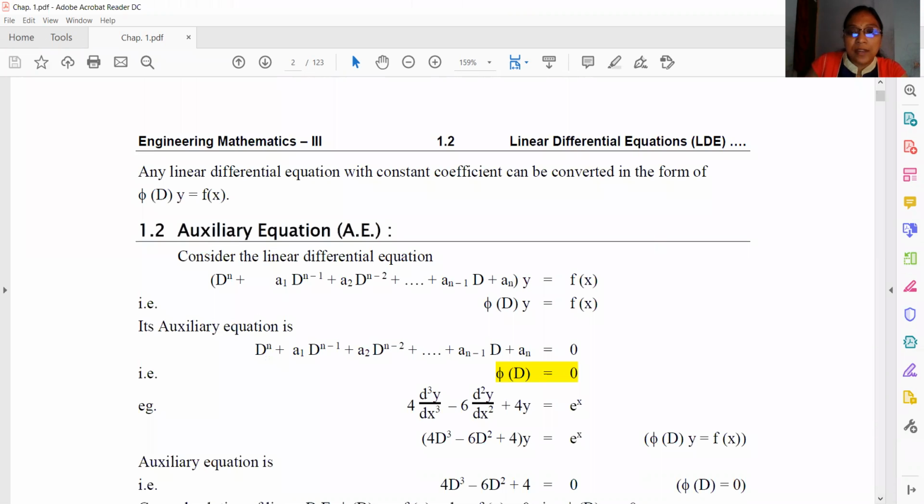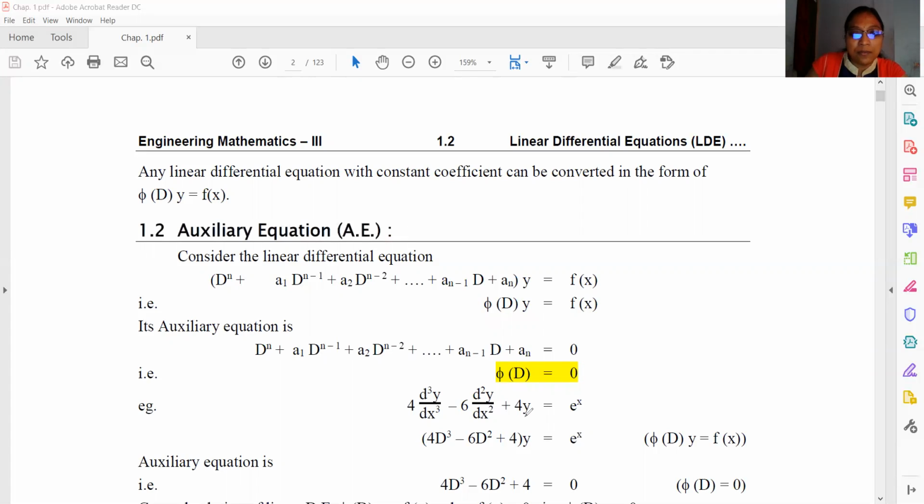Now in this phi(D) y equal to f of x, when we equate phi of D with 0, that is called the auxiliary equation of the linear differential equation phi(D) y equal to f of x. Whatever polynomial in D is there, when we equate that with 0, we get the auxiliary equation. You can see the example here.